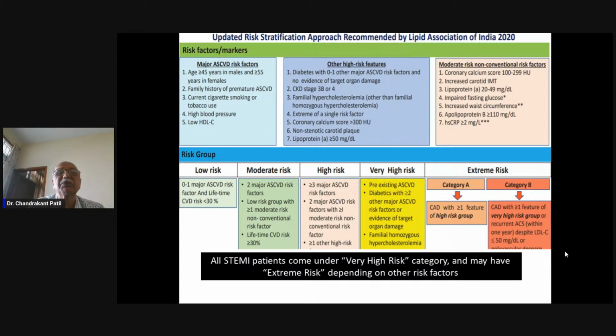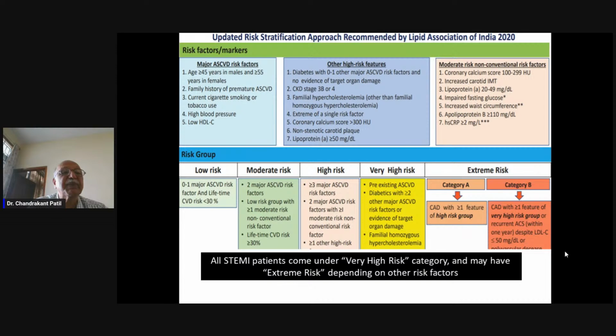And you must know what all the risk factors for coronary artery disease are. The major risk factors: if the age is more than 45 years in a male, or more than 55 years in a female, we are prone to develop atherosclerotic coronary artery disease.